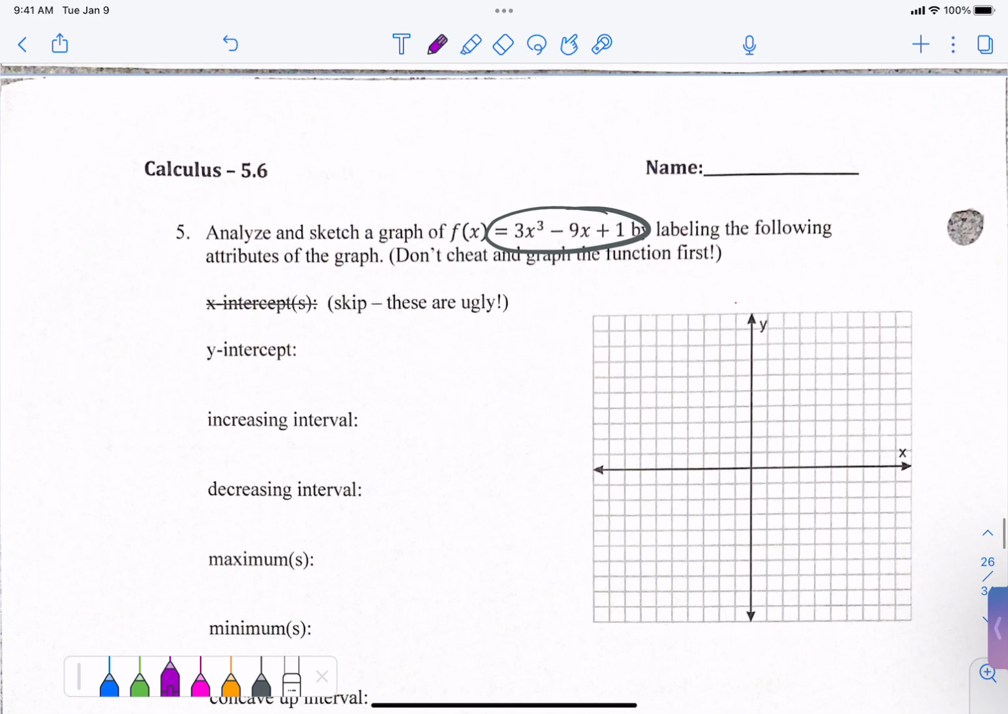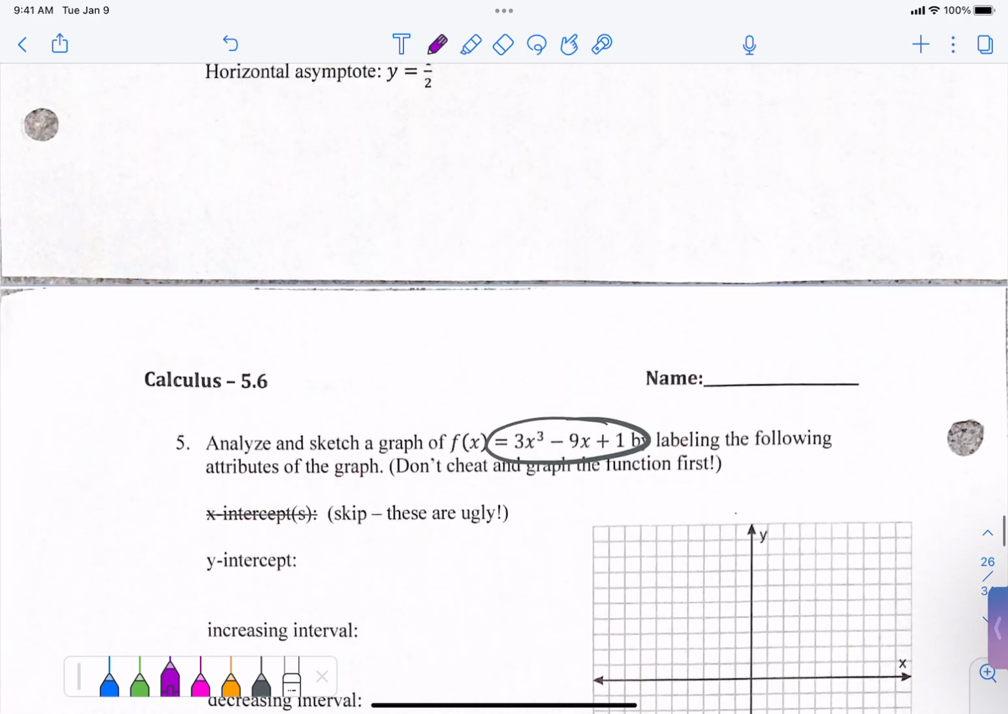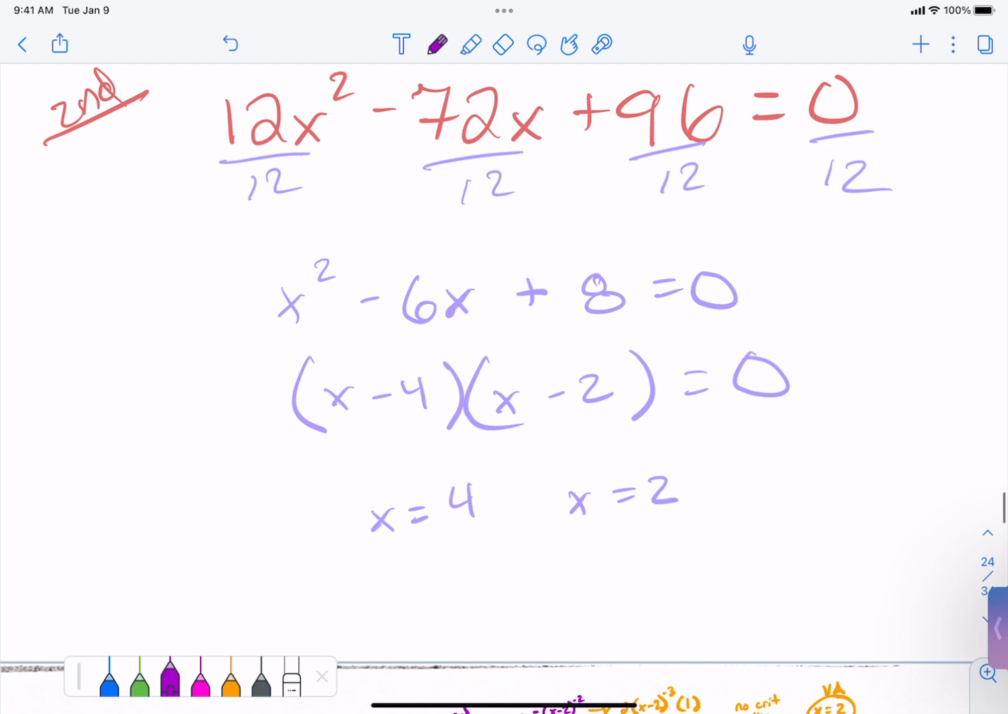The backside one is a lot better, I promise, because he doesn't have any VAs or HAs or anything like that. So, there you go. Okay. Skip the extensions. Skip the x-intercept because they're ugly, like we did on the notes. There you go. Okay?